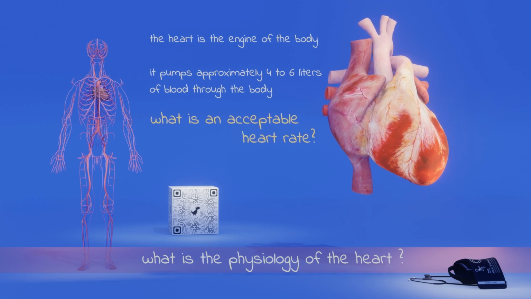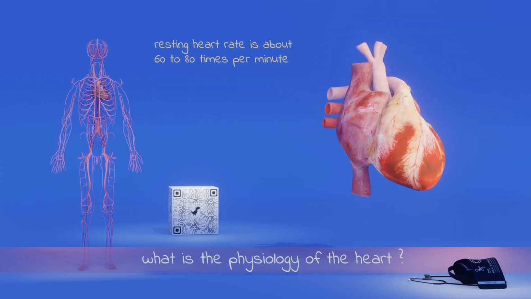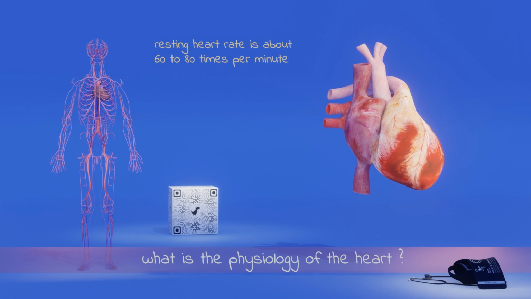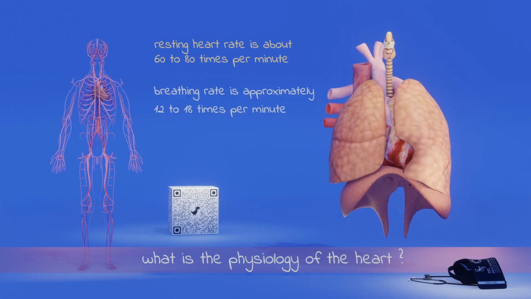And at rest, so when you are not making any physical effort, how often does your heart beat? The heart beats about 60 to 80 times per minute at rest. Some also talk about 60 to 100 times. It does differ per person. Do you exercise a lot? Are you overweight? These are all factors that influence the heart rate. But at rest, about 60 to 80 times. Breathing is about 12 to 18 times per minute. Again, at rest, again different per person. But more about this in 3 weeks, because then we will talk about the respiratory tract.